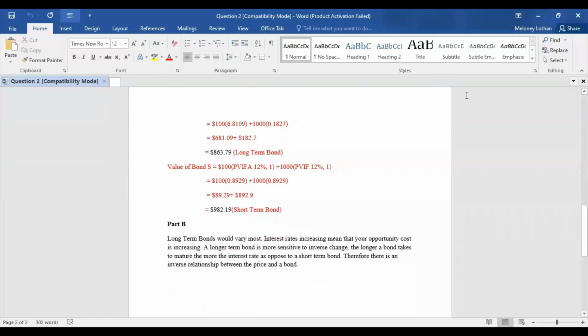Okay. So in addition to what James had said in his explanation for part B, long-term bonds would vary most. Interest rates increasing means that your opportunity cost is increasing. A longer-term bond is more sensitive to interest rate change. The longer a bond takes to mature, the more it is affected by the interest rate as opposed to a short-term bond. Therefore, there is an inverse relationship between the interest rate and the value of a bond. This is the end of our presentation for question 2. If there are any questions, feel free to ask so we can clarify. Thank you.